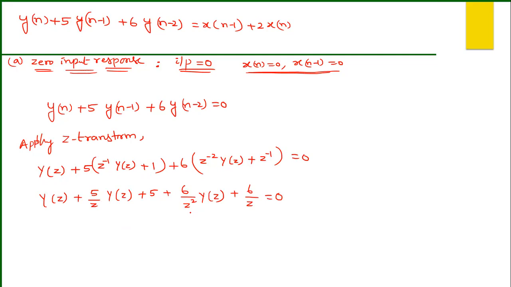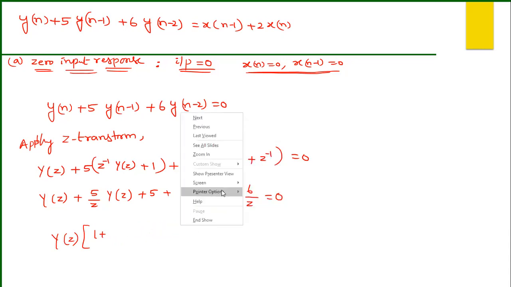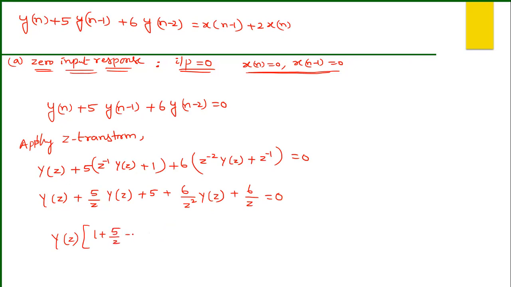Now take z square as the LCM. What will I get? The constant terms, you can send to that side, minus 5. So I will take Y(z) common: 1 plus 5 by z plus 6 by z square is equal to, okay, one more, plus 6 by z. If you send that side, it will become minus 5 minus 6 by z.